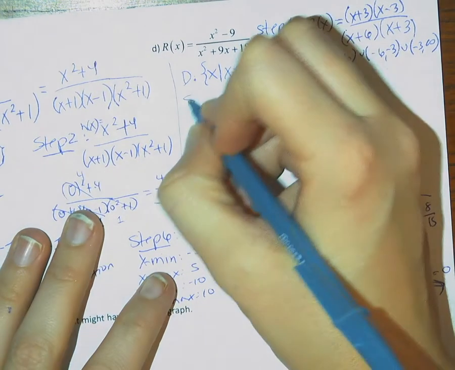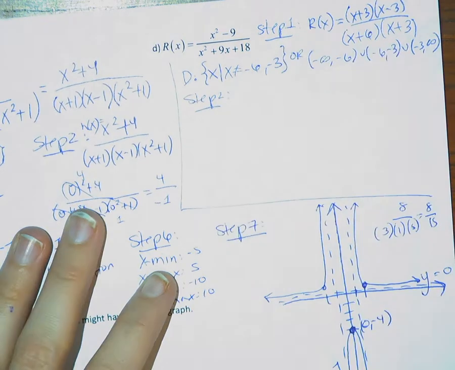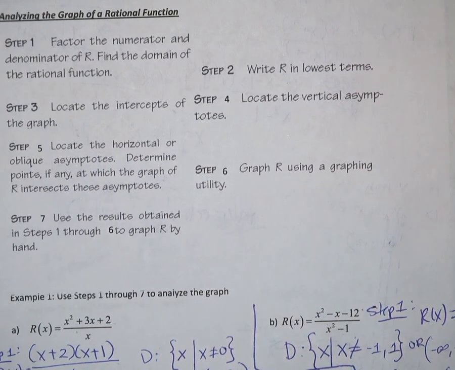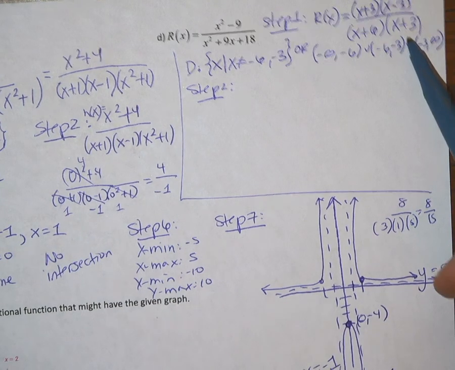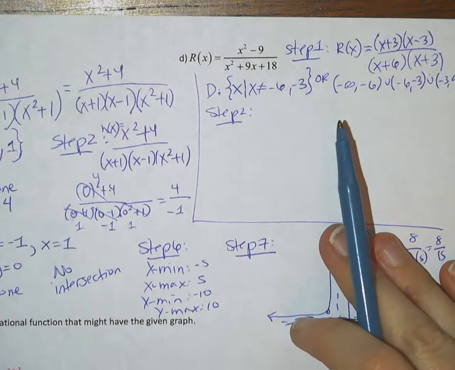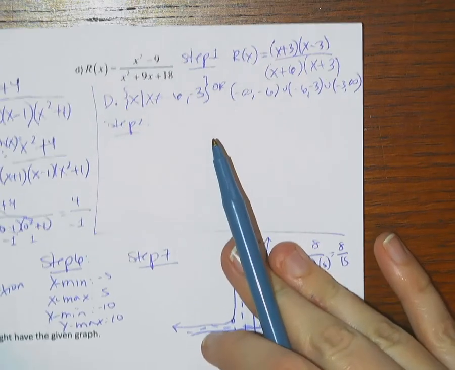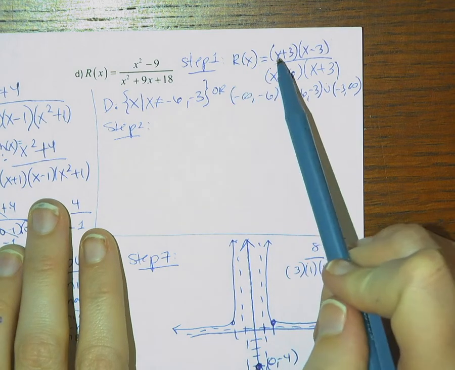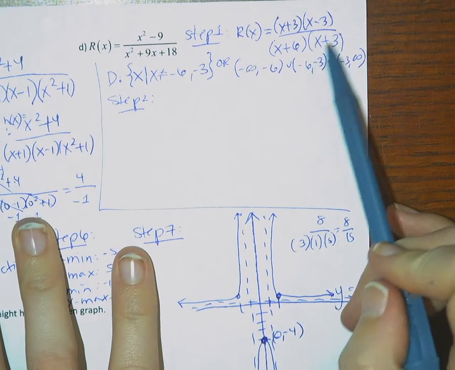Next step, step 2. So if we look back at step 2, it asks us to write our rational function in lowest terms. In other words, to simplify. So if we look back at our rational function, we see that we can actually simplify this time. There is an x plus 3 on the numerator and an x plus 3 on the denominator.